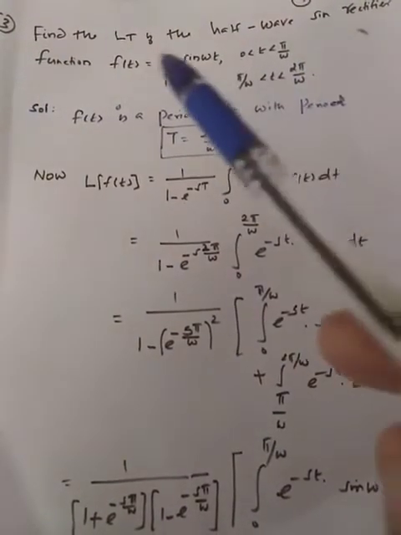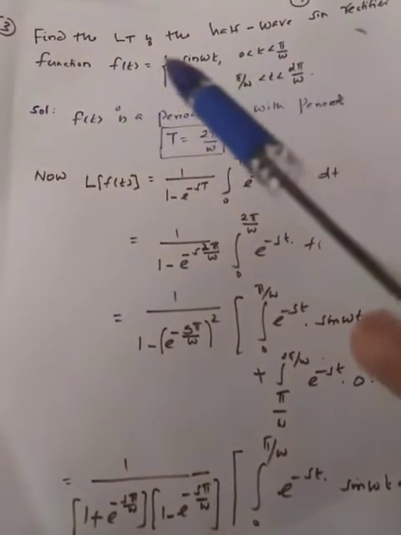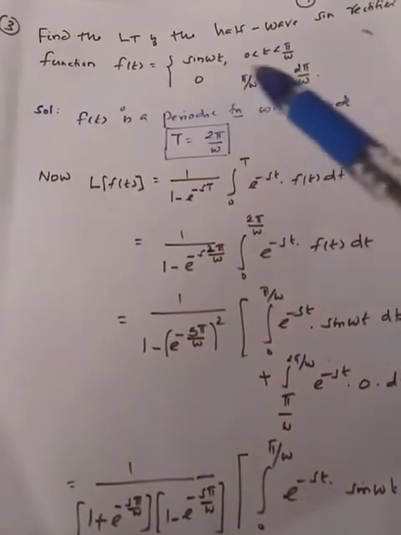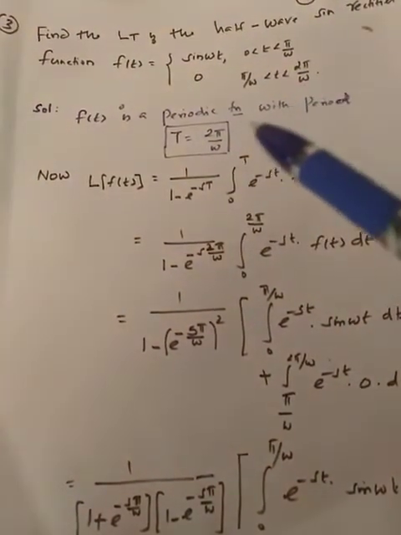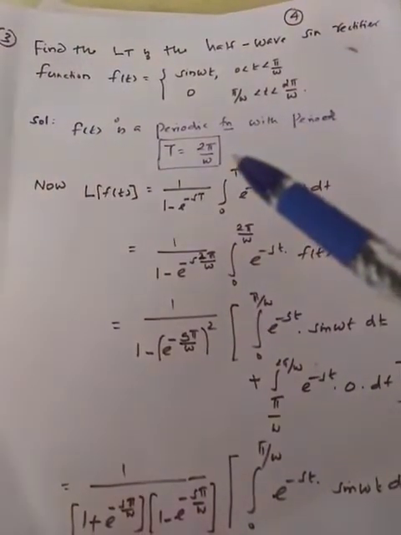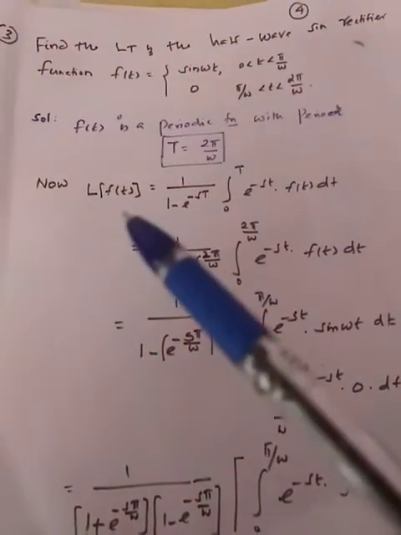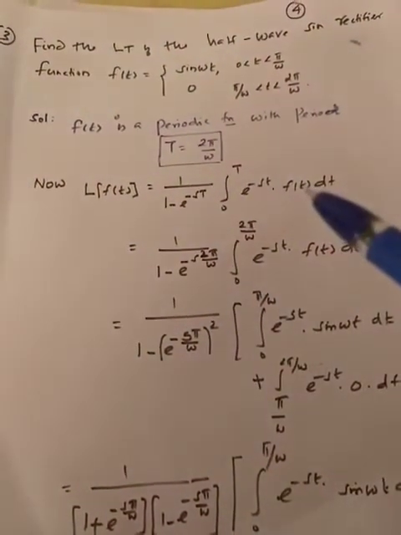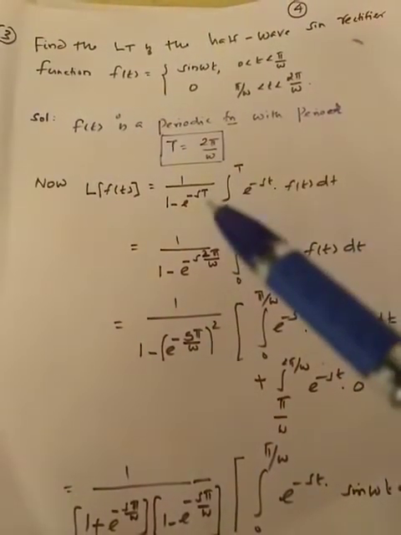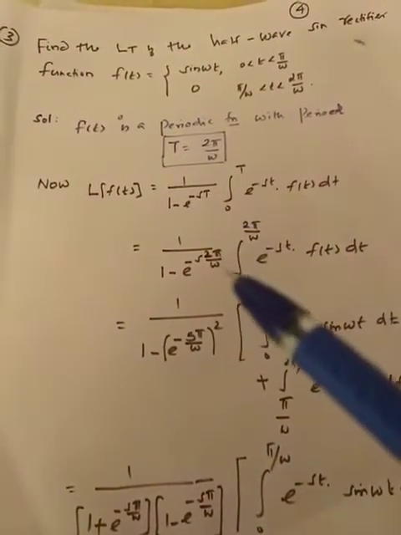So this function is periodic. So find the capital T. f(t) is periodic. Therefore, what is capital T? 2 pi by omega. So write the appropriate formula. Replace T by 2 pi by omega.